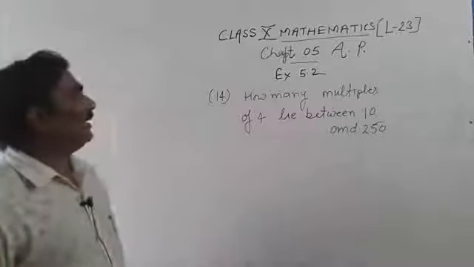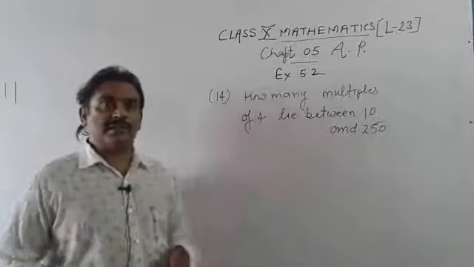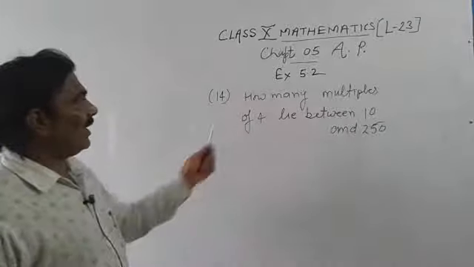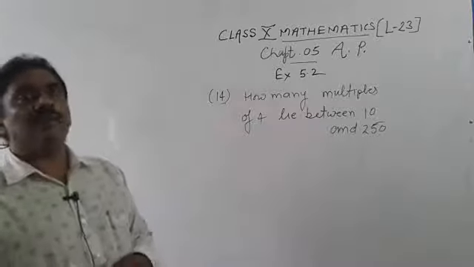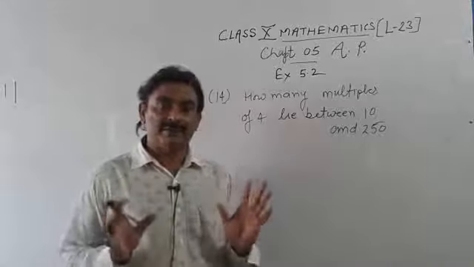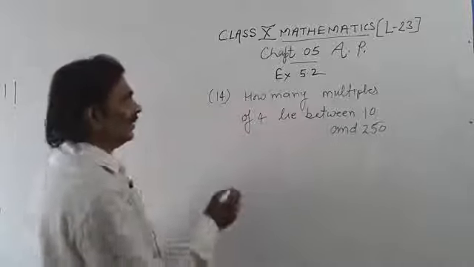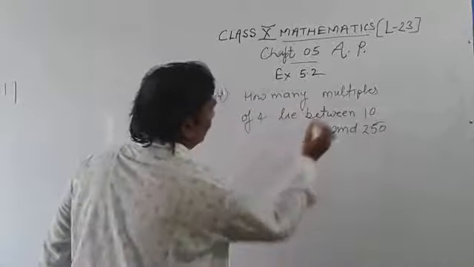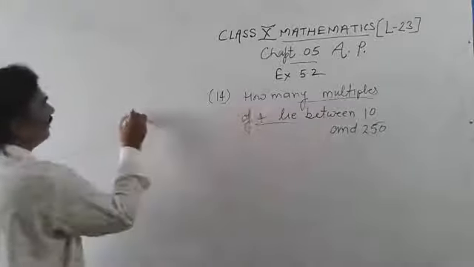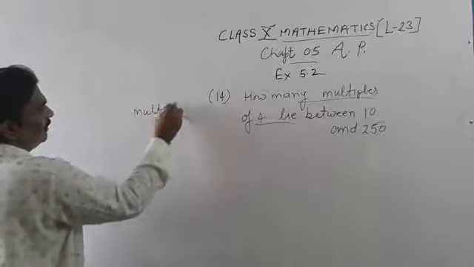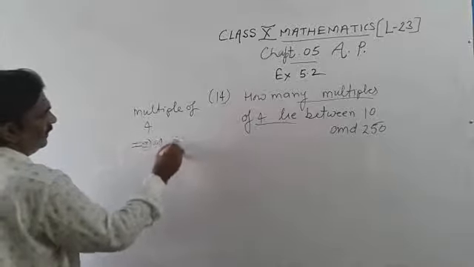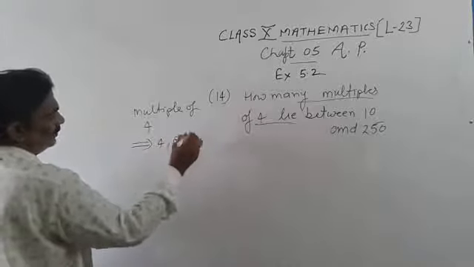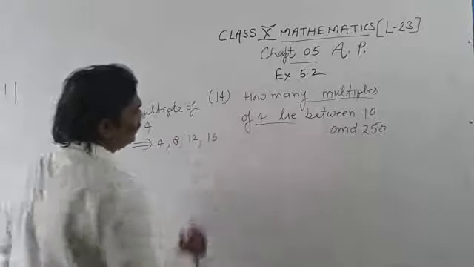So okay students, here we have another question, number 14. In this question, how many multiples of 4 lie between 10 and 250? Okay students, in this question we will give you a hint. I hope you will solve it. So multiple of 4 means 4, 8, 12, 16, etc. These are the multiples of 4.